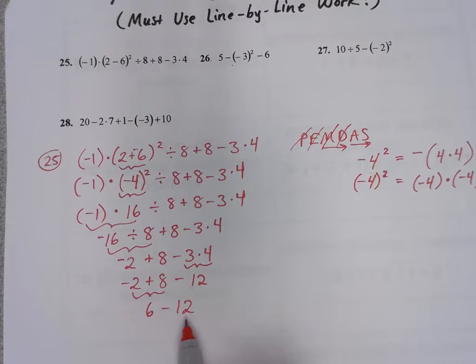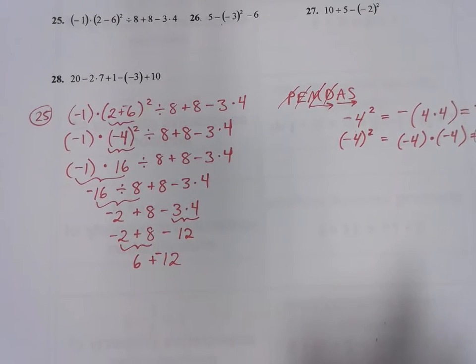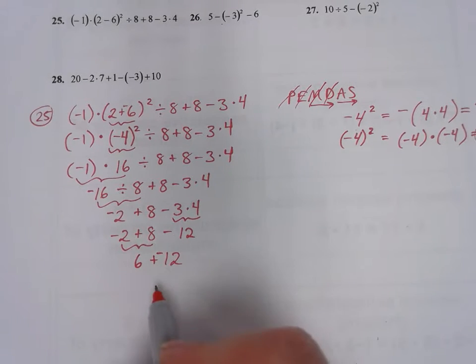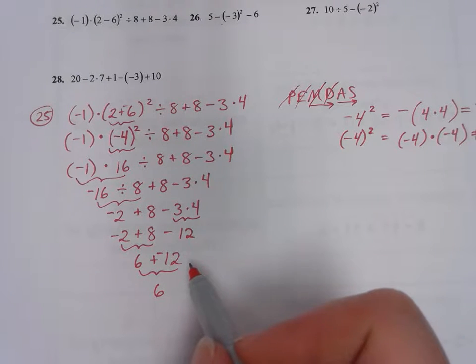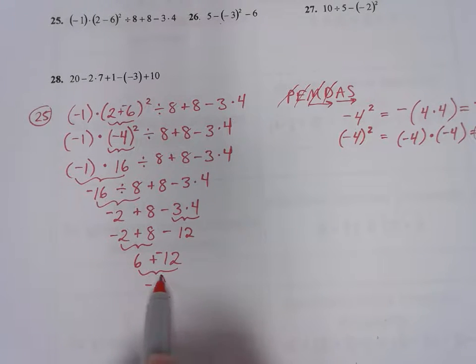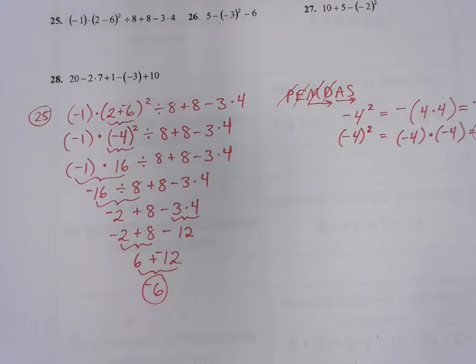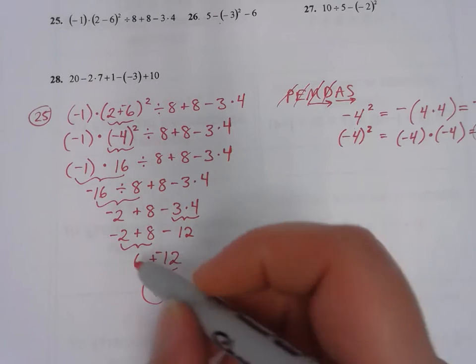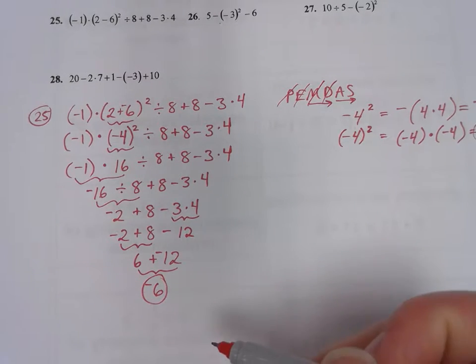Hold up. I'm trying to take away more than what I have. This would be a good time to add the opposite, or change a minus to a plus, change the sign of next. What is a +6 plus a -12? Well, different signs subtract. 12 take away 6 is 6, but keep the sign of the farther number. There are more negatives than positives. This should be a -6. That's our answer for number 25. And if you notice, we made some beautiful pizza. This inverted triangle looks awesome because we did line by line work.